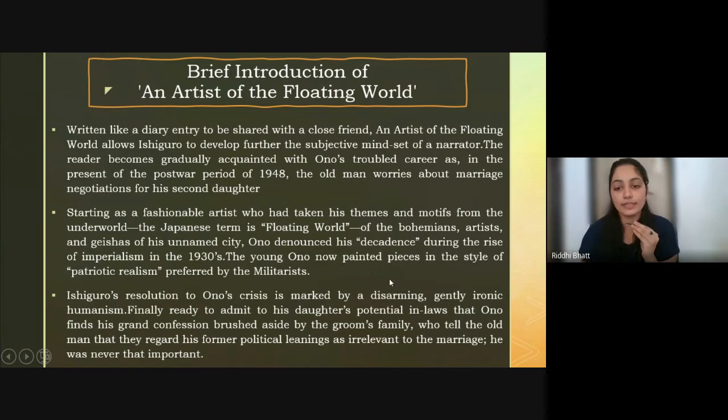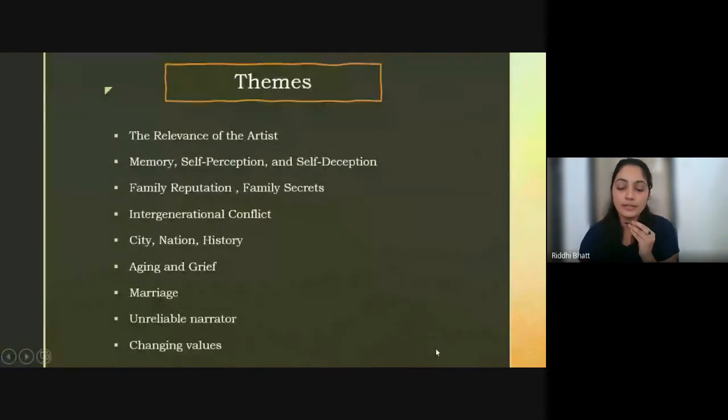Ono denounces his decadence during the rise of imperialism in the 1930s. The young Ono now paints pieces in the style of patriotic realism preferred by the military. Ishiguro's resolution to Ono's crisis is marked by a disarming, gently ironical humanism. These are the themes of this novel: the relevance of the artist, memory, self-preservation and self-deception, family reputation, family secrets, city and nation, then history. Marriage is a most important theme in this novel.